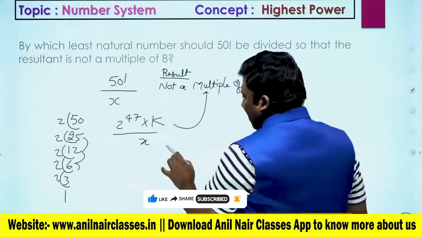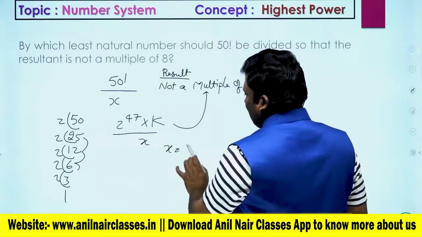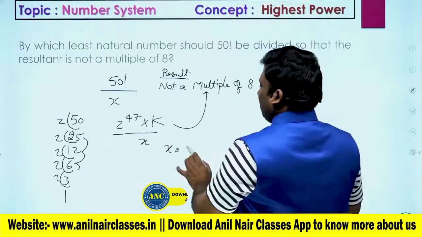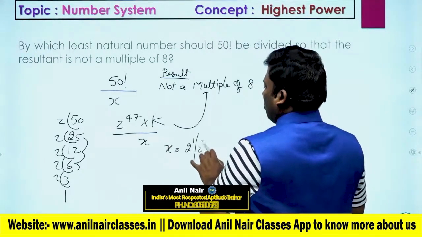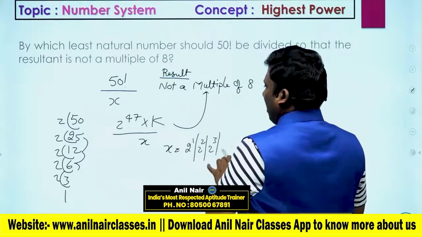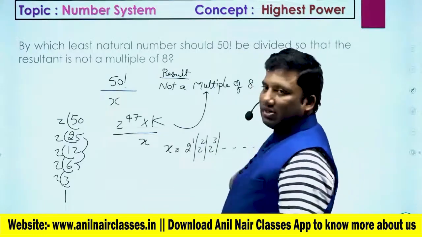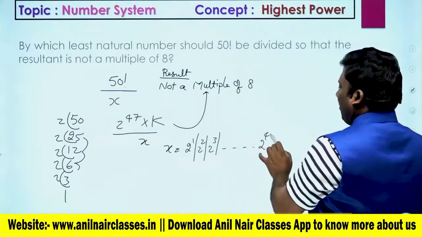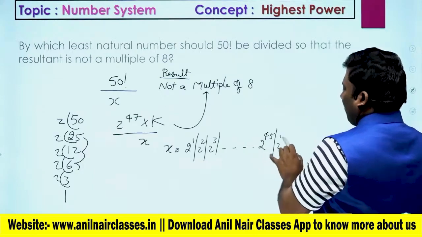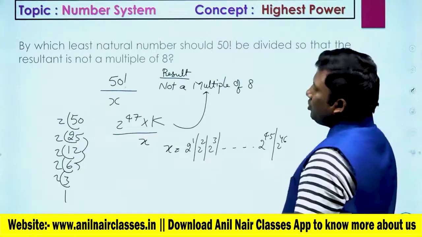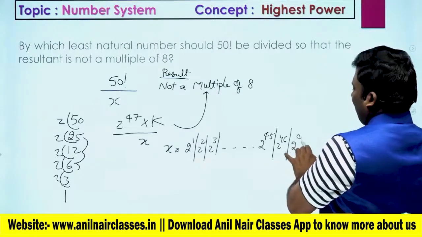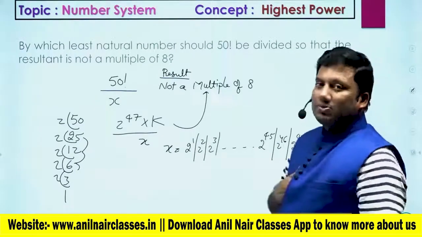Suppose, listen carefully sir, I want the smallest. Smallest I require: 2 power 1, 2 square, 2 cube and so on, such that the resultant is not a multiple of 8, and so on up to 2 power 45, 2 power 46, 2 power 47. I want the smallest.